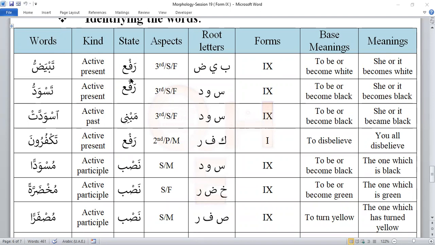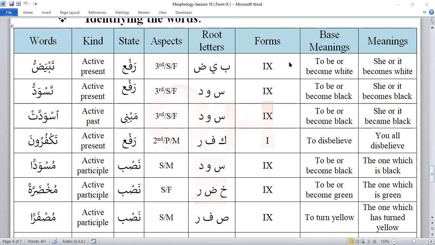That means this is active present tense, and this is at the state of rafa because we have dhamma at the end. This corresponds to third person singular female. The same conjugation can correspond to second person singular male, but in the verse it is actually corresponding to third person singular female. The root letters are ba, ya, dad. Obviously, this is Form 9, and the base meaning is to be or become white. So the meaning will turn out: she or it becomes white.